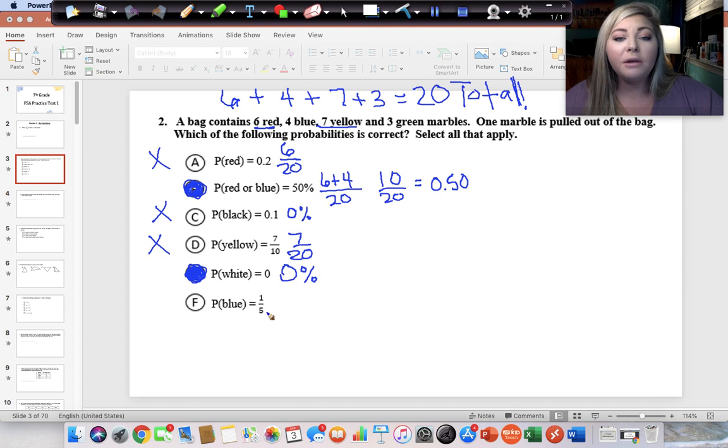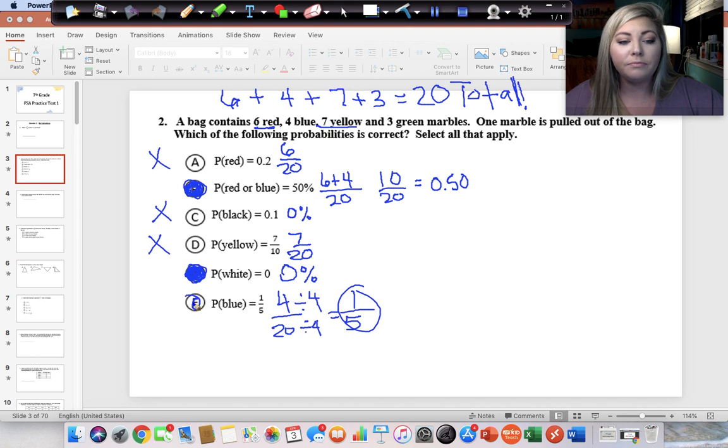Okay, and then blue is 1/5. So let's see, we've got 4 blue, add up to 20 total, and then if we reduce this by dividing the top and bottom numbers by the same thing, 4 divided by 4 gives us 1, 20 divided by 4 gives us 5, so this is correct. Okay, so your answer choice should have been B, E, and F for this one.